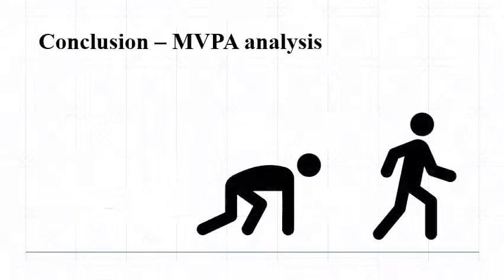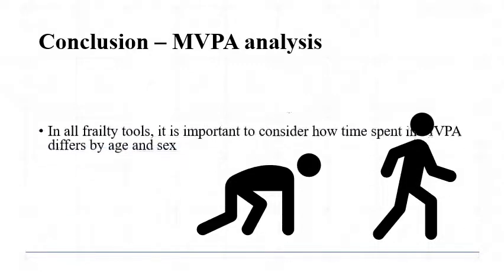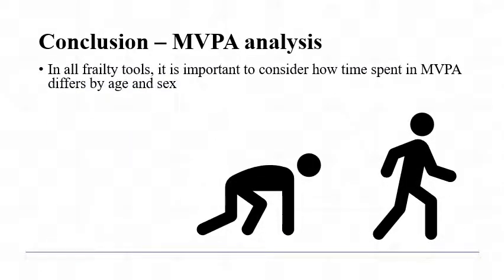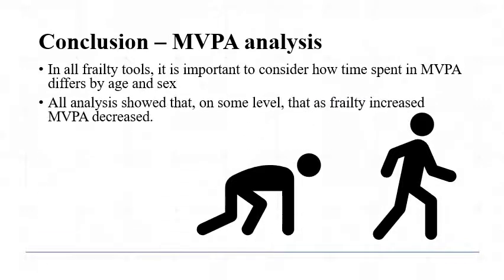Conclusion. For the MVPA analysis, for all frailty tools, it is important to consider how much time is spent in MVPA, or moderate to vigorous activity, by sex and age. All analyses show that on some levels, frailty increases and MVPA decreases.